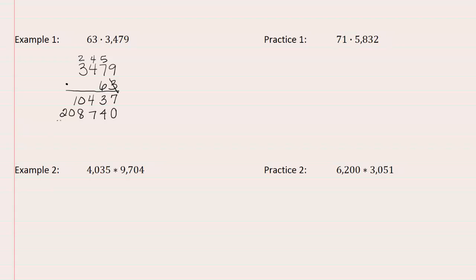So now our next step is just to add up those digits, those columns. So 7 plus 0 is 7. 3 plus 4 is 7. 4 plus 7 is 11. 8 plus 1, 9. 1 plus 0, 1. 2 doesn't have anything to add to it. So it is 219,177, our answer.